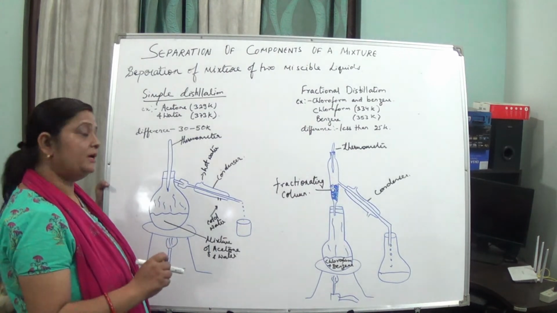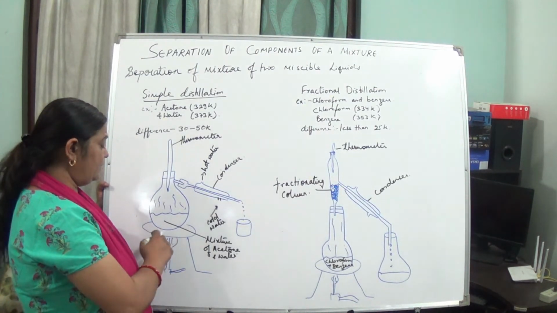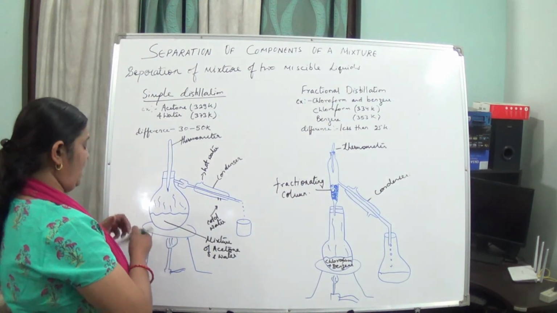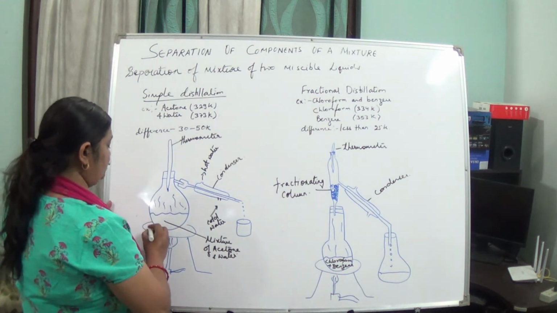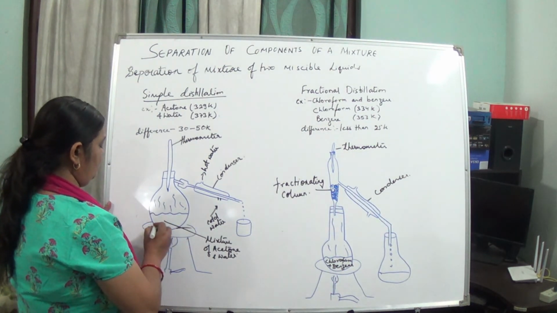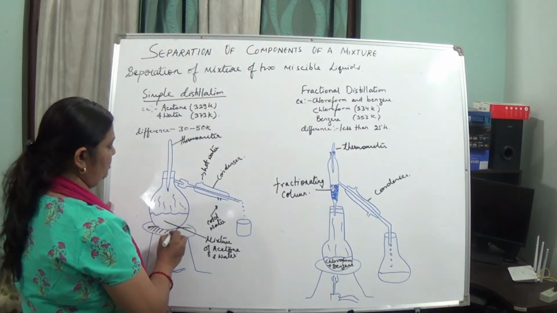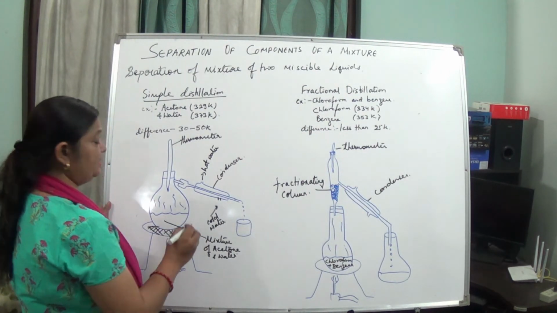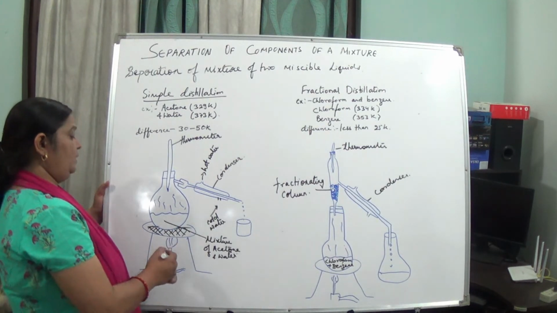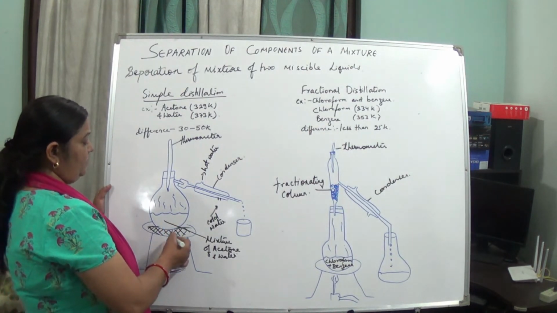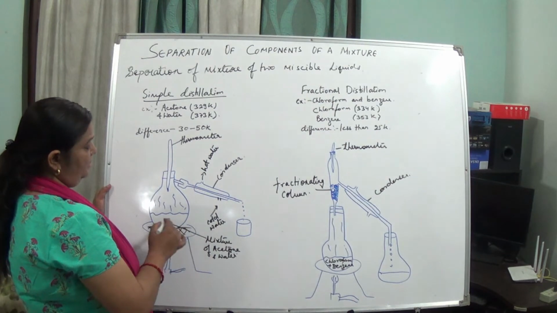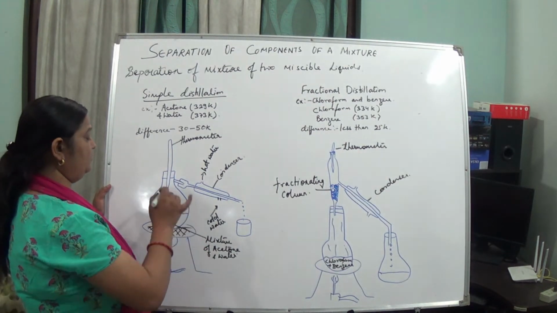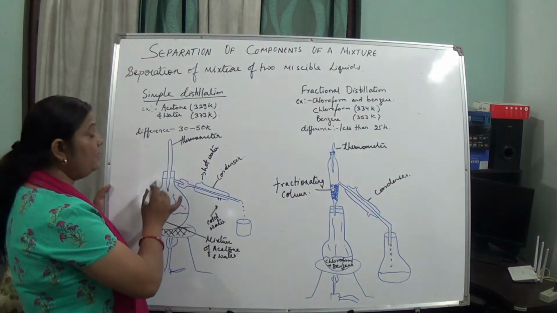Okay, for the experiment we need a tripod stand. Again we will need a wire gauze also, because even heating is required in all the experiments. Direct heating will not give better results. We are heating this mixture of acetone and water which is present in the distillation flask.